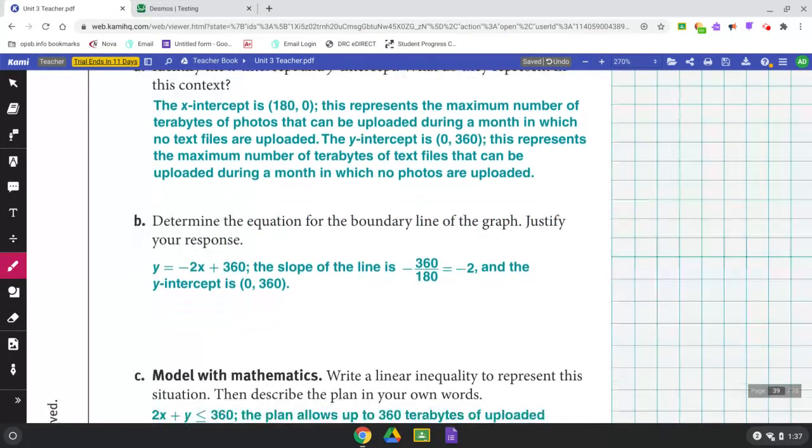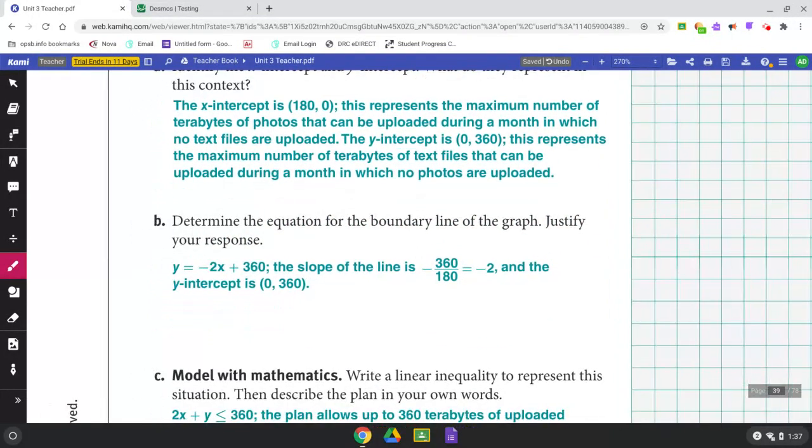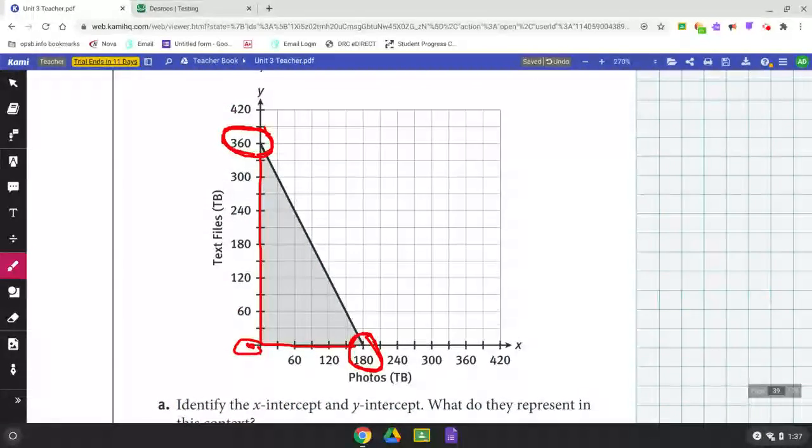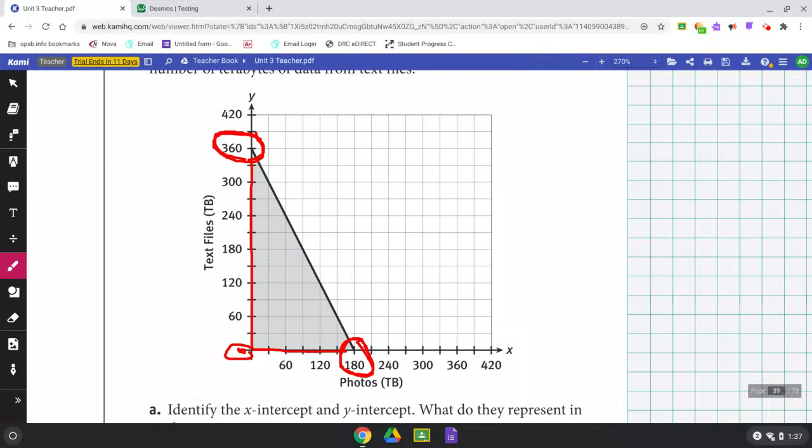Determine the equation for the boundary line of the graph and justify your response. So now you're going from a graph to an equation. At this point, you can use Desmos to check your answer, but you cannot use Desmos to write an equation of an inequality from a graph, but you can use it to check. So you're going to have to write y with some inequality symbol, pull out your slope and your y-intercept.